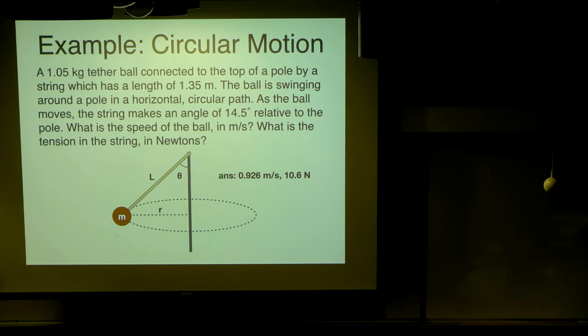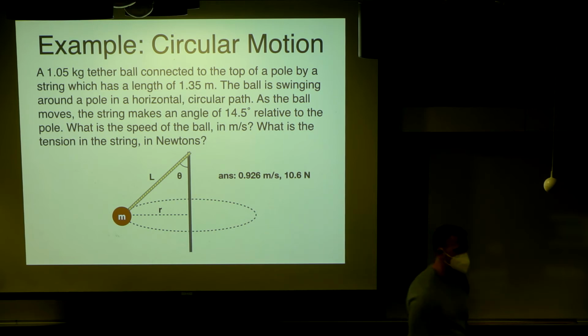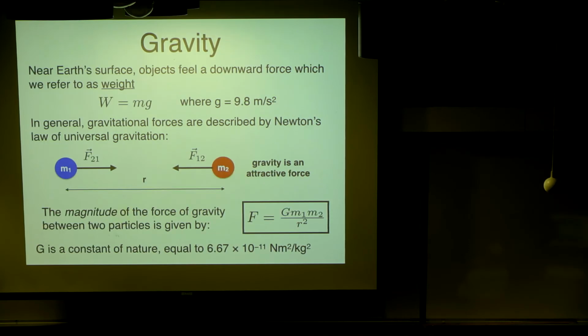All right, so those are the answers up on the slide. By the way, I'm already seeing that we have 30 minutes left, so we're definitely not going to get through all of this. So if you take a look at these slides at home, all the answers will be up here. So these are good problems to practice with, even if we don't get to all of them. Anyway, next topic is gravity.